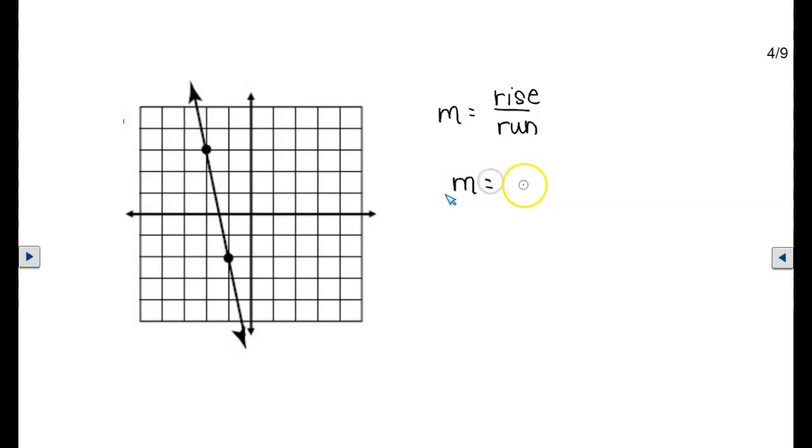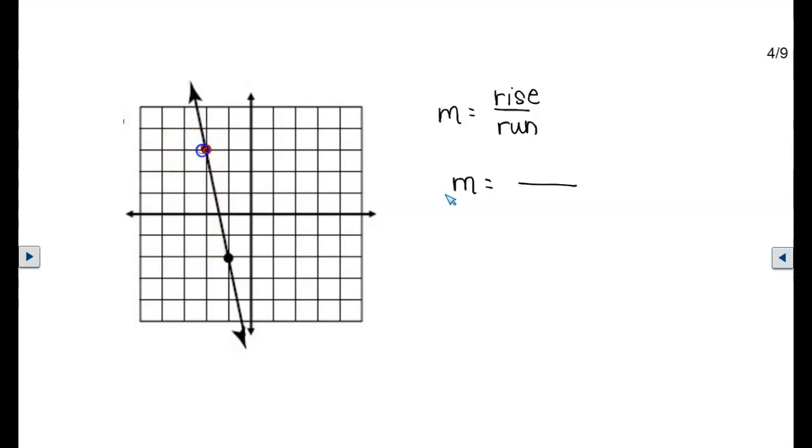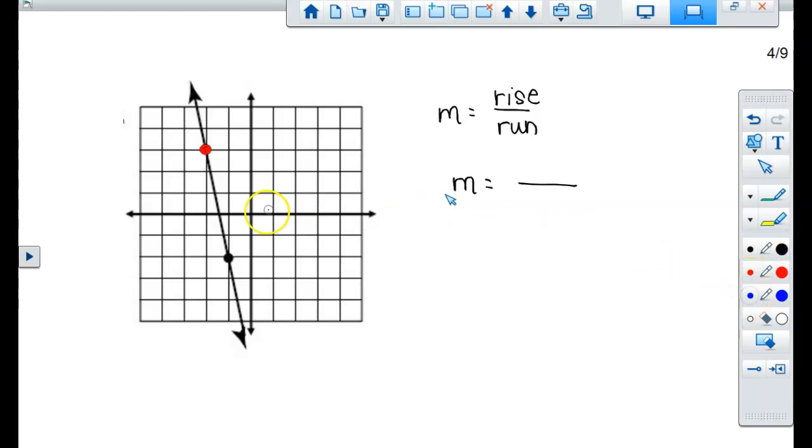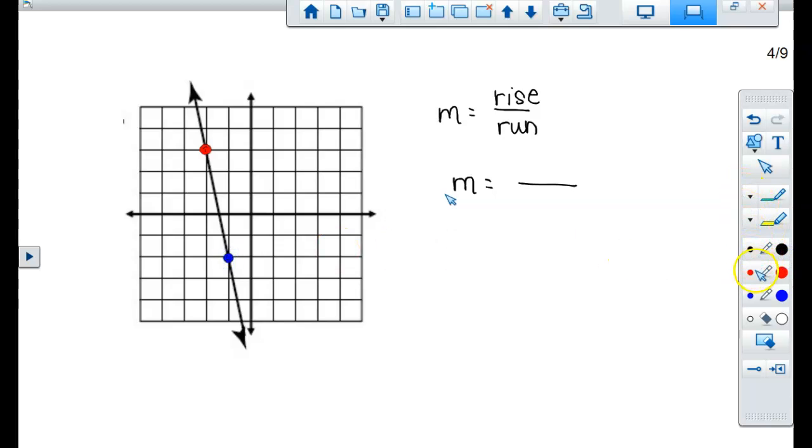So I'm going to get myself ready here, get my fraction bar all set up. All right, always start at the leftmost point. So I'm going to mark him in red. And your job is to move and get to the rightmost point, which I'm going to mark in blue. So we're going from the red one to the blue one.